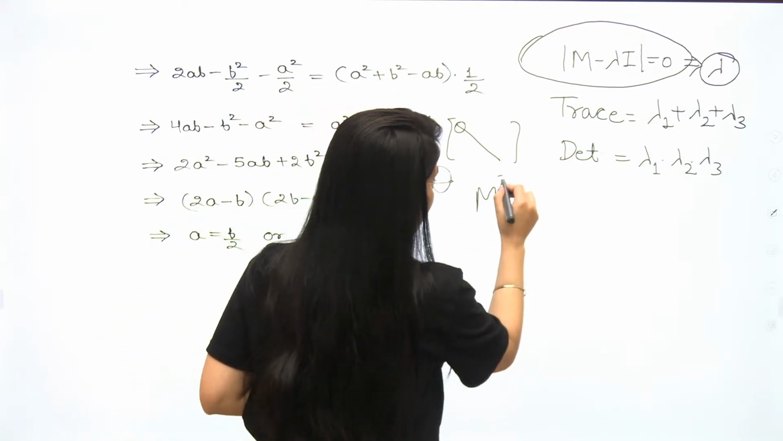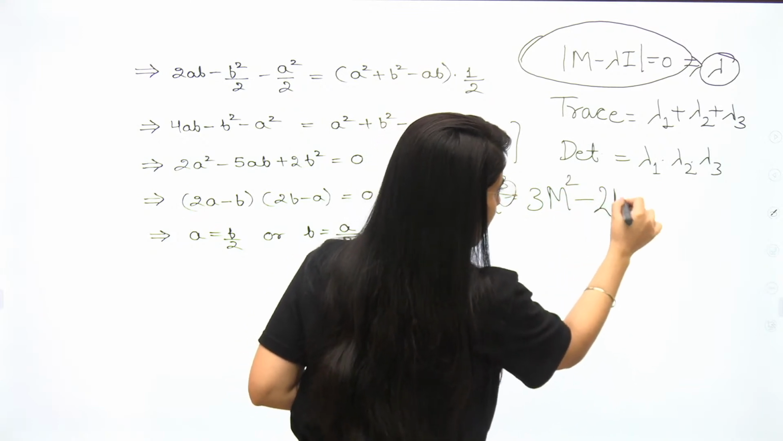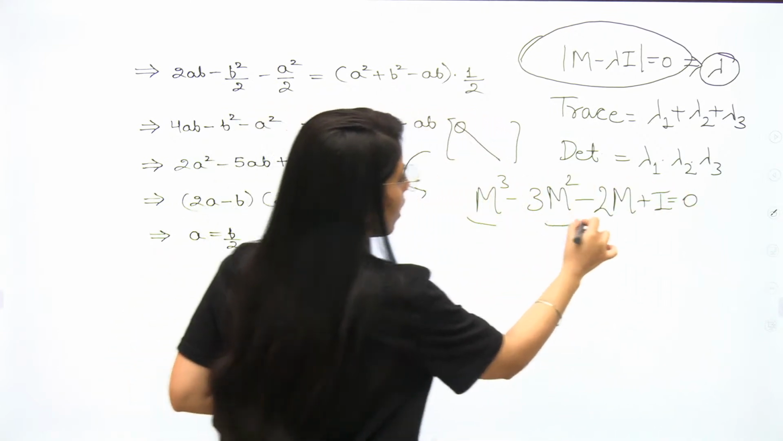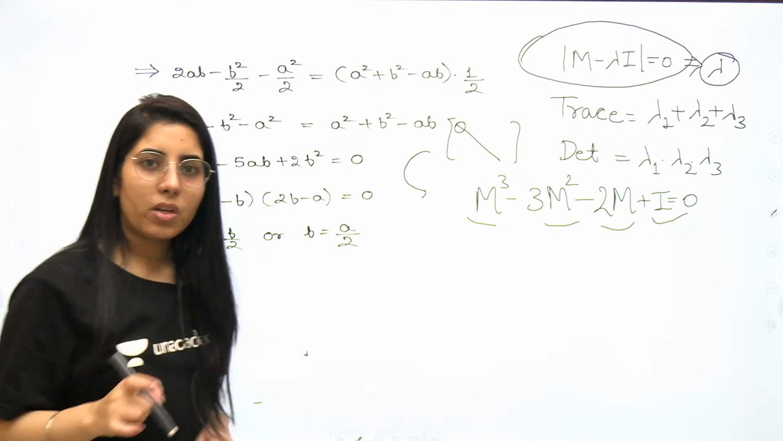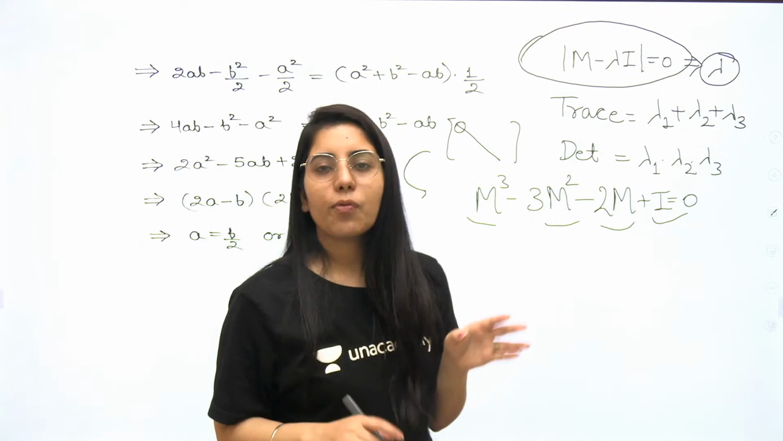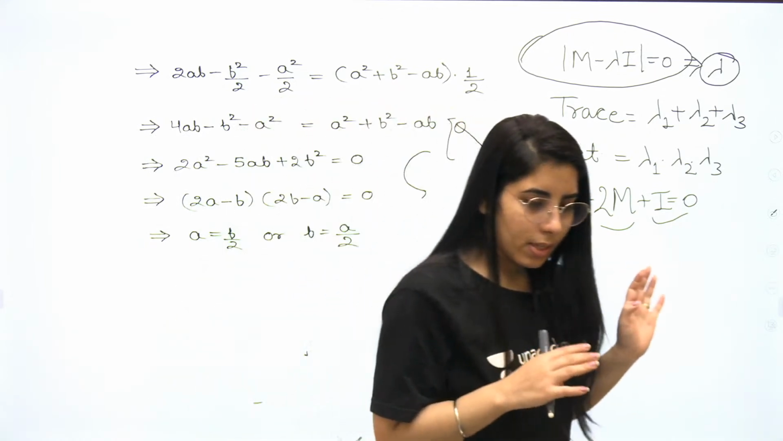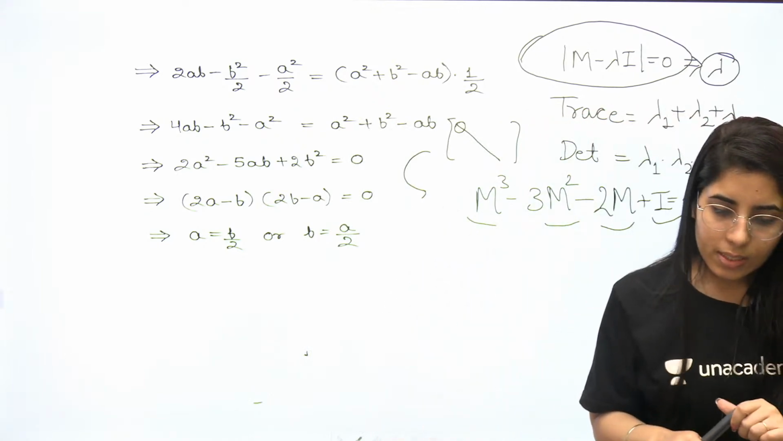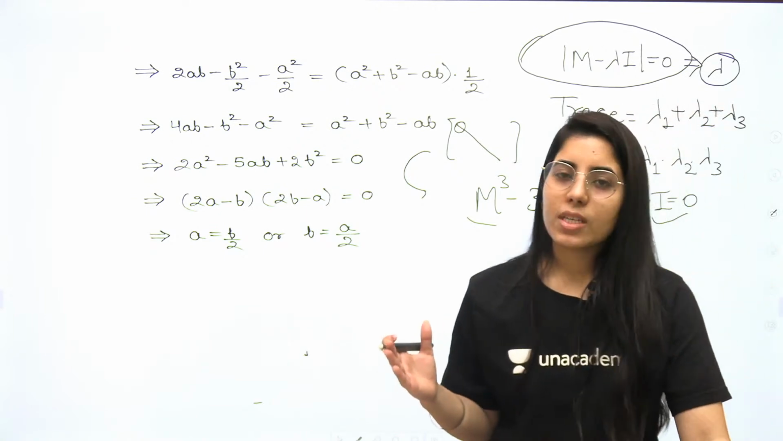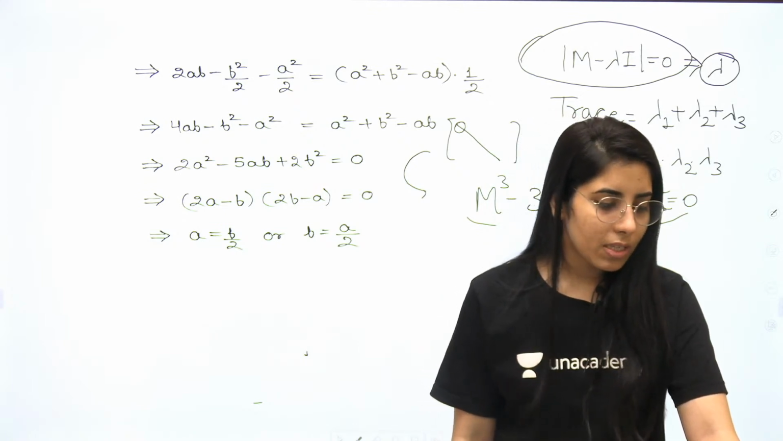So M cube minus 3M square minus 2M plus 1, so plus I is equal to 0, because when all the other terms are matrices, the last one we will also write in terms of a matrix. Instead of writing 1, we'll write I. If it is 2 there, you will write 2I. That's how you will write it. Clear? So let me know, is this clear to everyone? Very good, Prince. Every square matrix satisfies its own characteristic equation, and that is the Cayley-Hamilton theorem's statement.